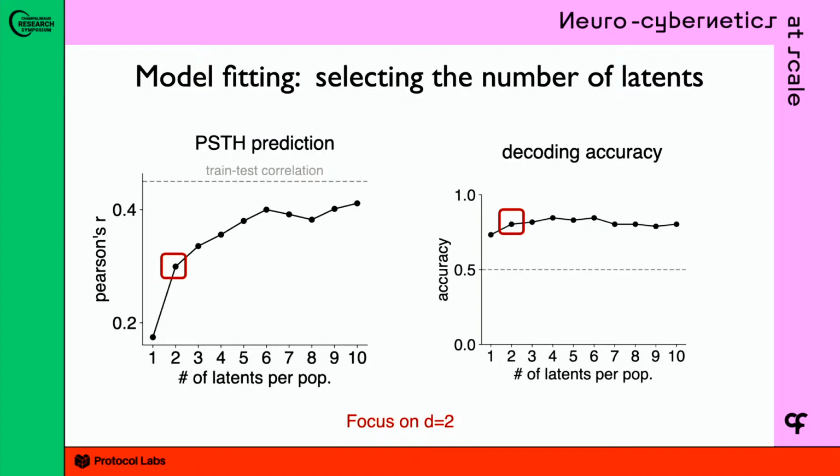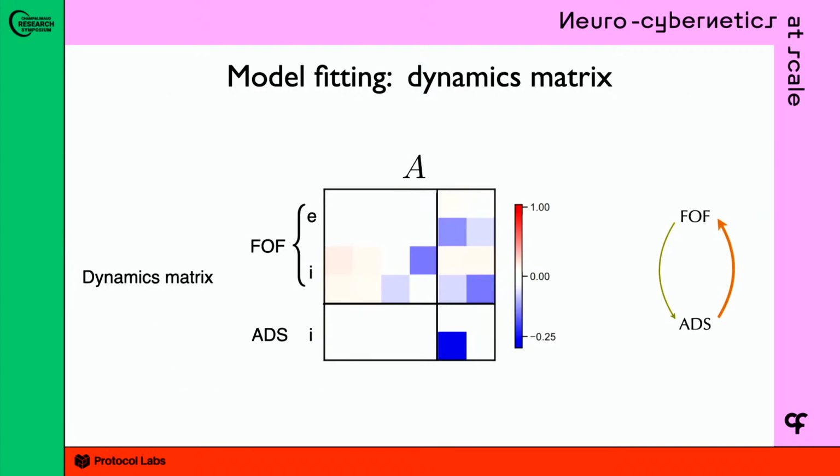So I'll focus on the two-dimensional model, and let me show you the parameters that we extracted when we fit this model to the data from FOF and ADS, okay? This is a portrait of the dynamics matrix that we fit for one particular recording, and you can see here this upper block is the excitatory and inhibitory weights for latent variables within the cortex, all right?